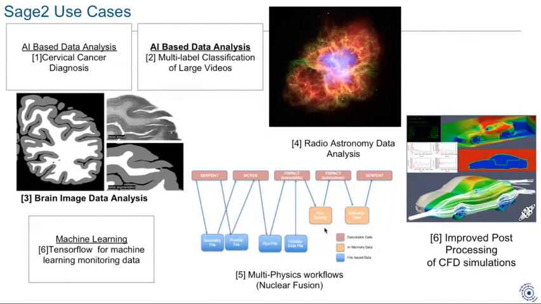So this is the nuclear fusion workflow, for instance, which has elements of simulation, and elements of data post-processing and pre-processing. The data exists in different portions in memory and in files, so it needs to be processed in different ways. So these are the Sage2 use cases.